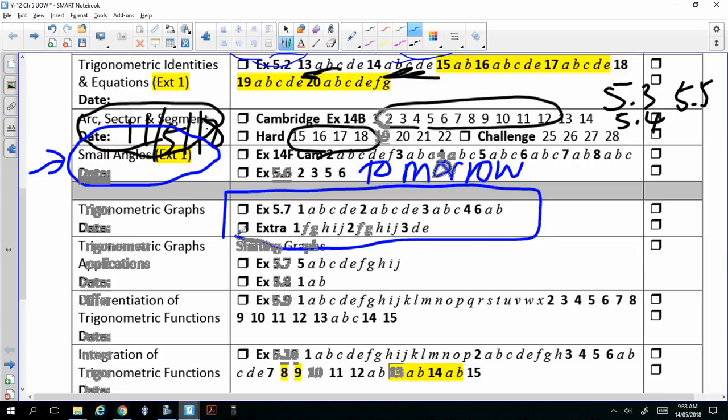Okay, so we'll go back to the graph just in case you haven't finished. Okay, we're done. Okay, start the work from the textbook. Done.